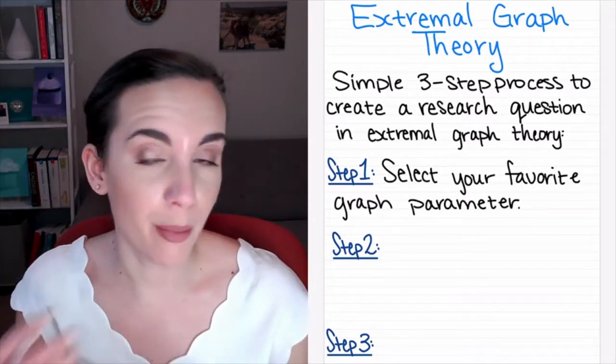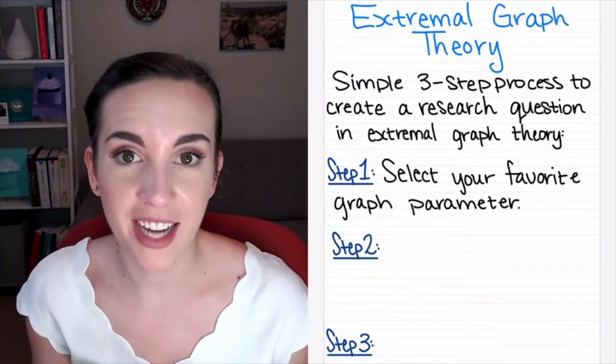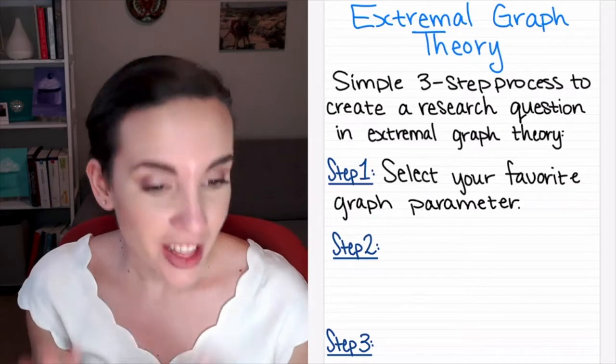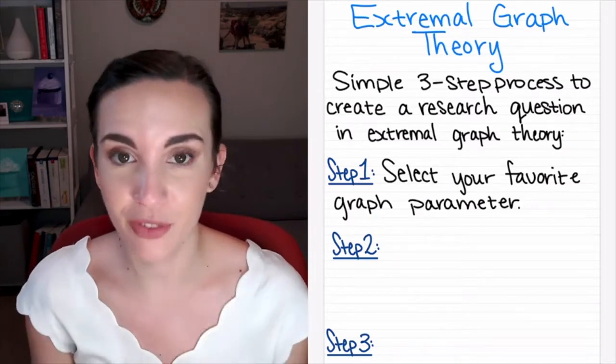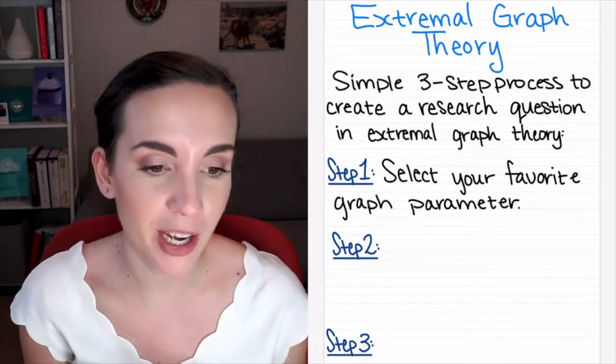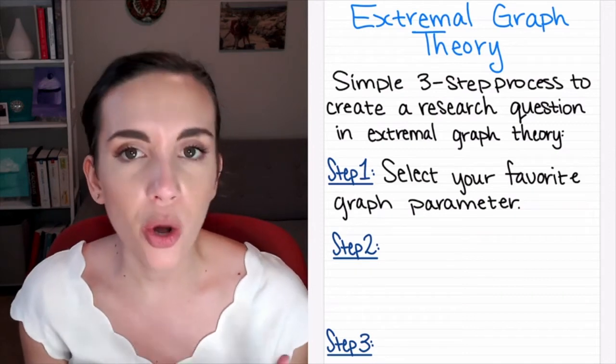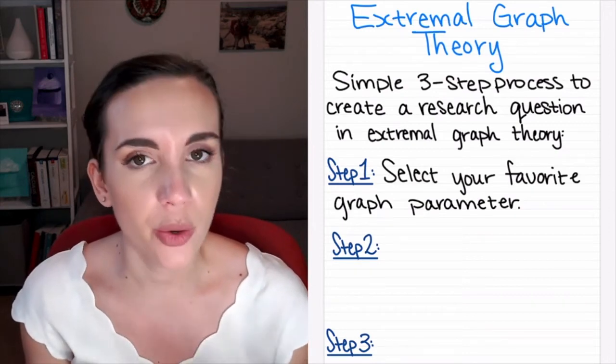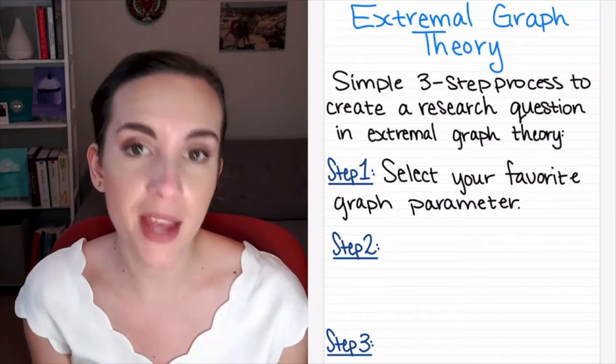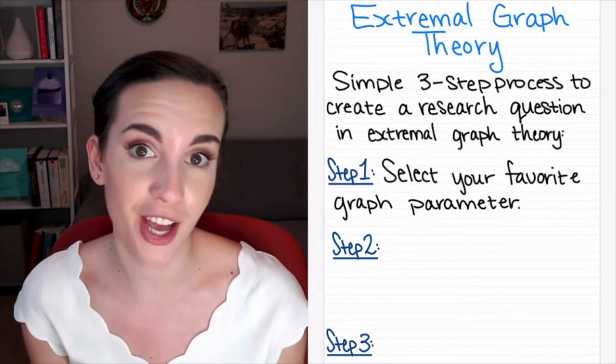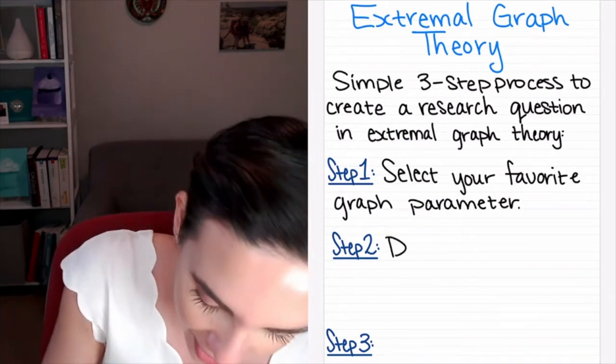Maybe that's number of triangles, maybe that's size of an independent set. There are many different options for what we can choose here. So just pick your favorite. Step two, you'll want to decide whether or not you are going to maximize or minimize the graph parameter that you chose in step one.